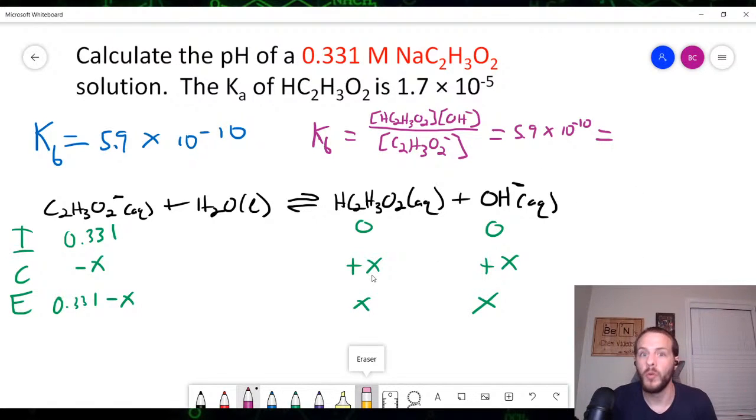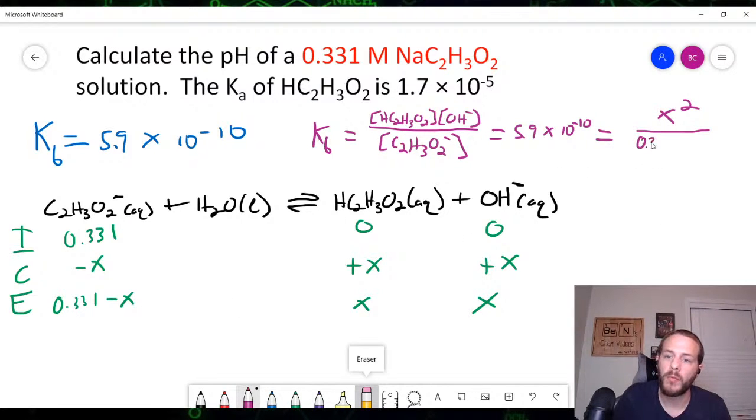Now we can start to substitute our equilibrium concentrations in terms of X into this expression. In the numerator, we have X times X, which we can write simply as X squared. In the denominator, we have 0.331 minus X. That's the equilibrium concentration of acetate ion.